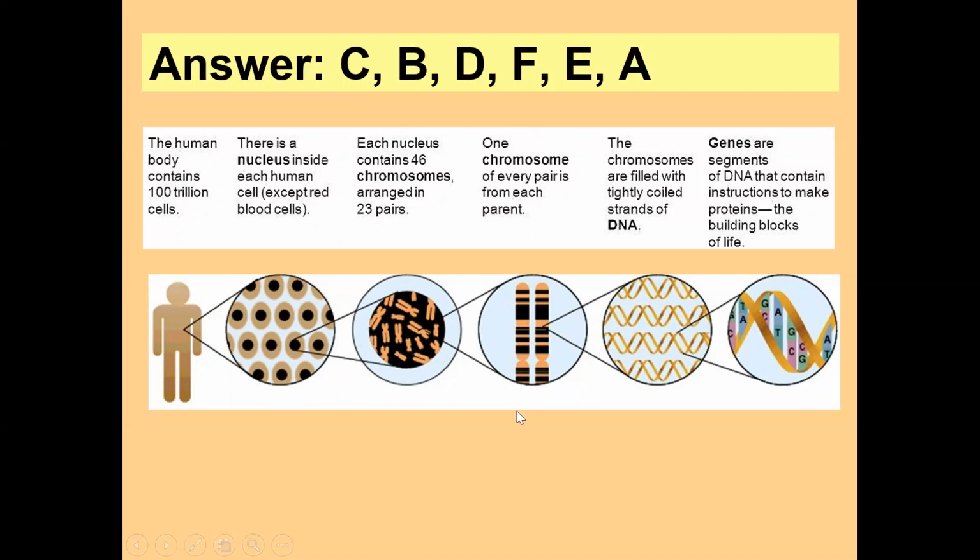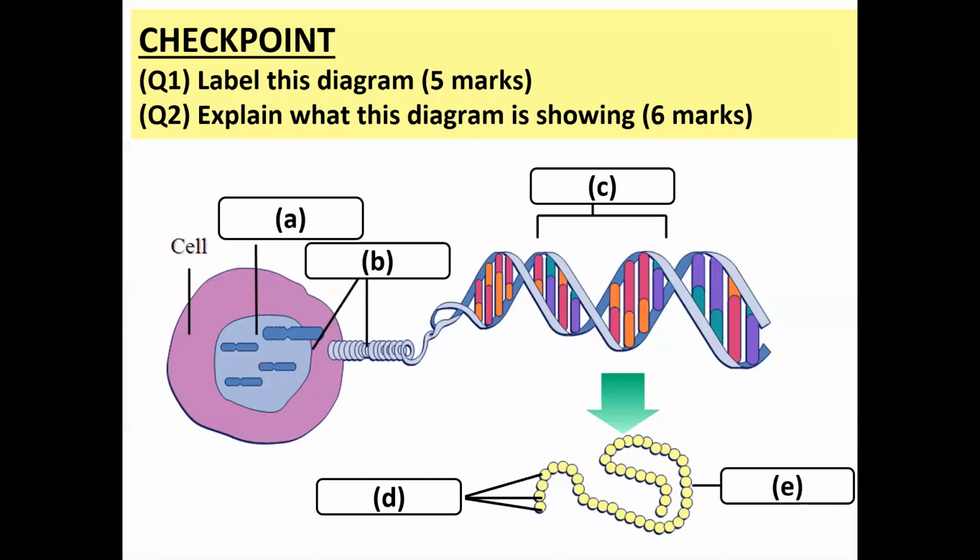So that could be chromosome 1 from your mum. That could be chromosome 1 from your dad. And then the chromosomes themselves are made of tightly coiled strands of DNA. And a gene is just a segment of DNA, a length of DNA that contains instructions to make proteins, the building blocks of life. So hopefully you're able to do that. So let's move on now.